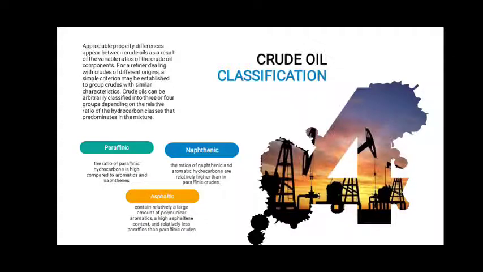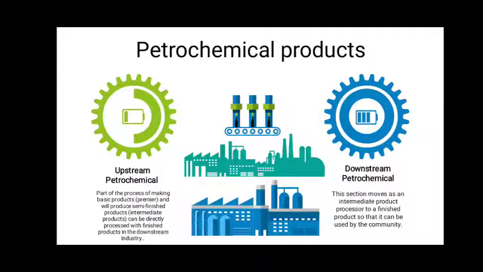And the first, paraffinic. The ratio of paraffinic hydrocarbon is high compared to aromatics and naphthenes. And the second is naphthenic. The ratios of naphthenic and aromatic hydrocarbons are relatively higher than in the paraffinic crudes. And the last, asphaltic. Contain relatively a large amount of polynuclear aromatics, a high asphaltene content, and relatively less paraffin than paraffinic crudes. And the next topic is petrochemical product.